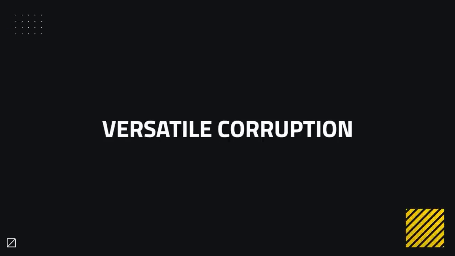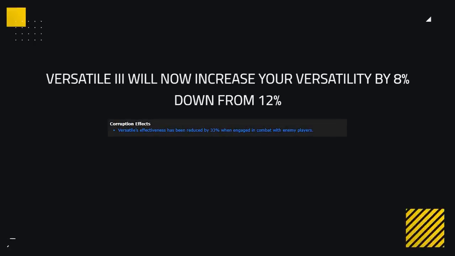On top of the nerfs to Conflict and Strife, we also saw some changes to the Corruption Versatile. First of all, let me start by saying that this is a nerf to the Corruption, not the stat itself, like some people are getting confused about. Now, when engaged in PvP combat, all your versatiles will be 33% less effective, which now results in a Versatile 3, which was 12% increased versatility, dropping down to 8%.